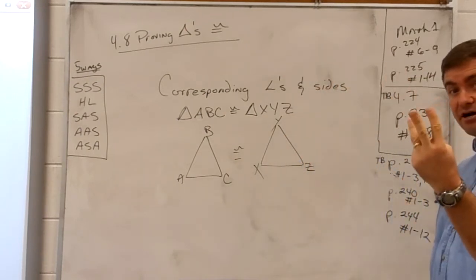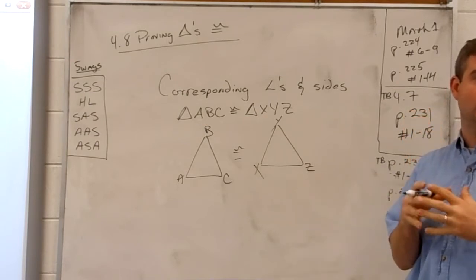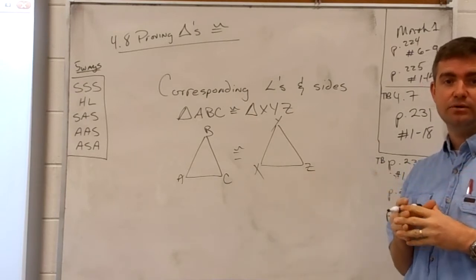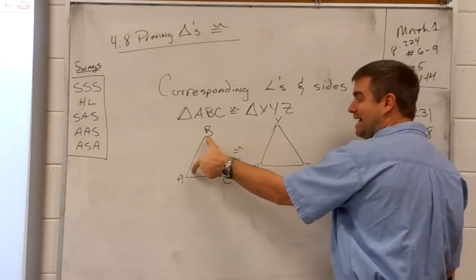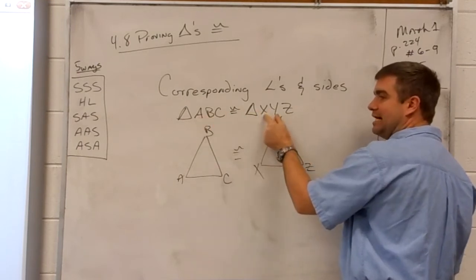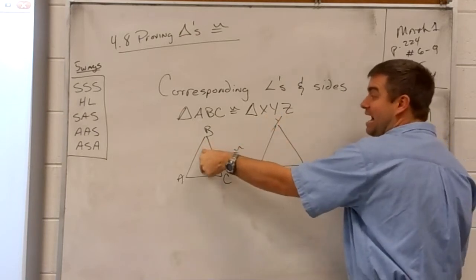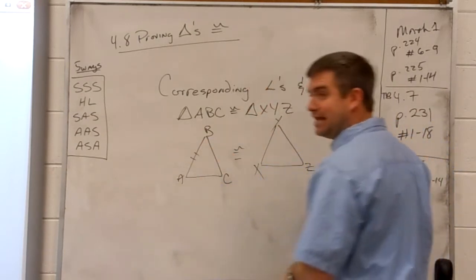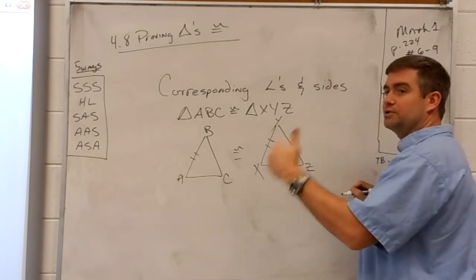So that takes care of our corresponding angles. On the test, they might say, which angle corresponds to angle B? And you would say angle Y. Piece of cake. Now let's talk about our corresponding sides. Side AB, right here, has to match up with what side? XY. Here's XY. AB is 5, so XY would have to be 5. AB is double slash, like that, then XY would have to be double slash. They are corresponding.